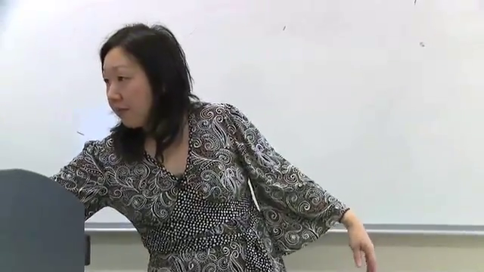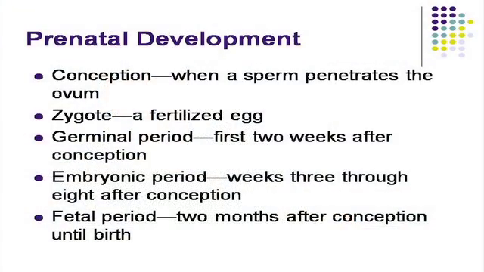So, conception is when a sperm penetrates the ovum, and then the zygote, meaning a fertilized egg, and we have 3 periods, okay? Germinal period, the first 2 weeks after conception, embryonic period, weeks 3 through 8 after conception, and fetal period, 2 months after conception until birth.